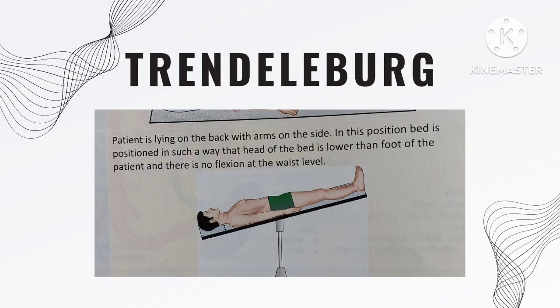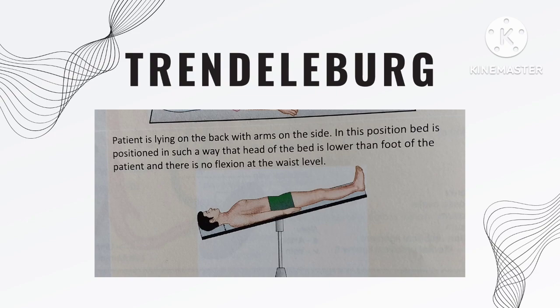The third position is Trendelenburg. In the description, you can see in the image, the patient is lying on the back with arms at the sides. In this position, the bed is positioned in such a way that the head of the bed is lower than the foot of the patient, and there is no flexion at the waist level. Uses are shock patients, hypotensive patients, cord prolapse patients, to shift abdominal organs upward during certain surgeries, and air embolism.